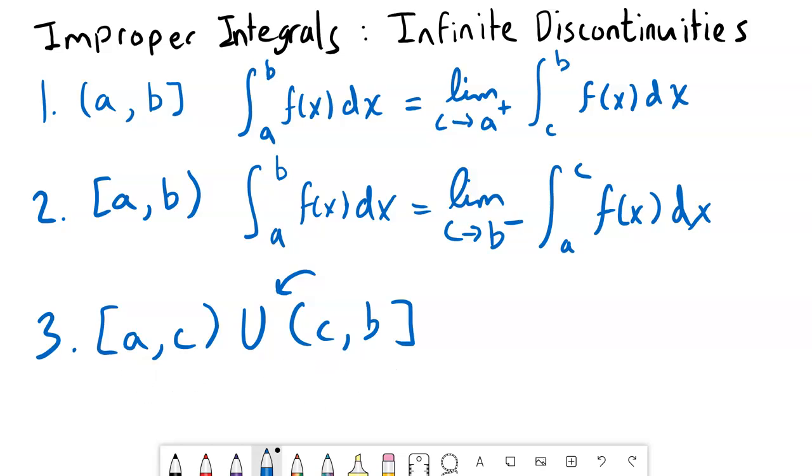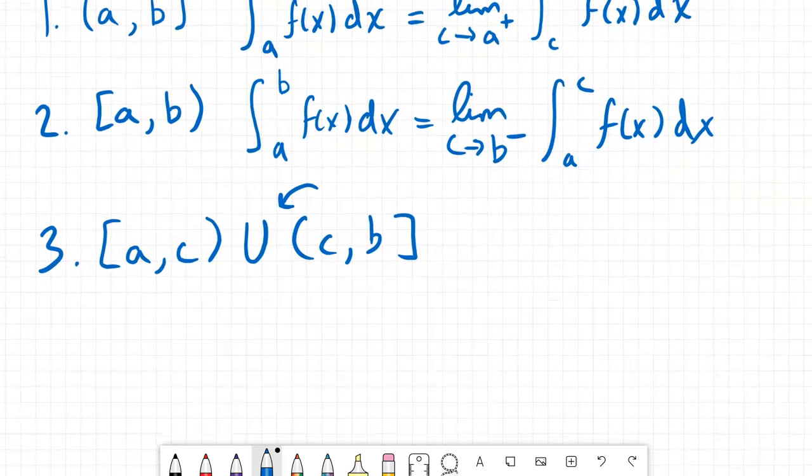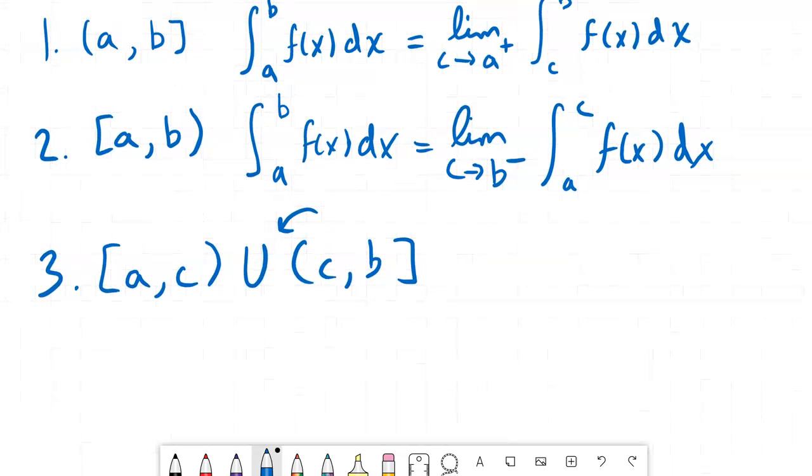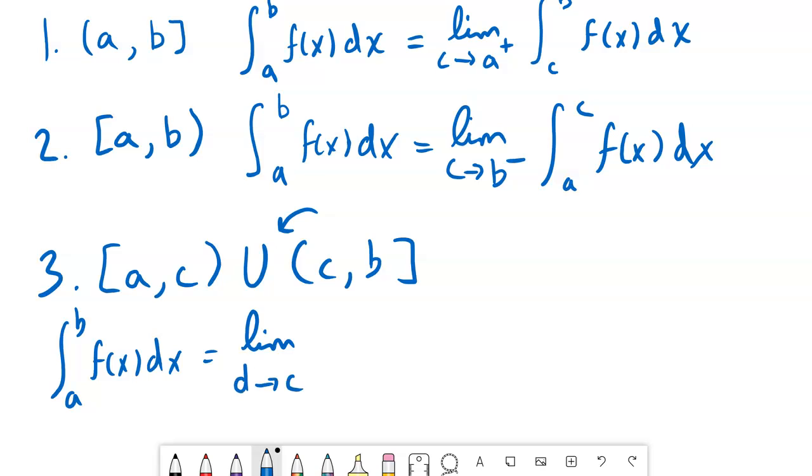So how do we go ahead and try this one? Well, it's very similar to the infinite case on both the bottom and the top. We just want to break it up into two parts. So if we want to go from A to B, we break it up into two parts. The limit as, I guess, D, because we ran out of letters, goes to C from the left side of the integral from A to D of f of x dx.